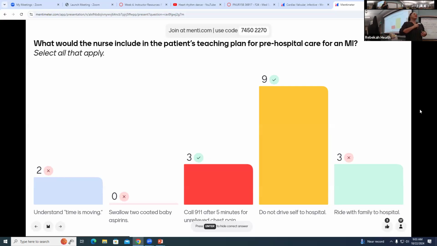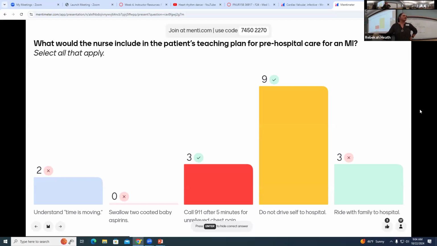Absolutely, right? If it's not getting relieved, typically at home, I know I said there's every 3 minutes or every 5 minutes. In the hospital, if you're the nurse, you'll probably give it 3 times. You're still going to be notifying your provider as well. Swallow 2 coated baby aspirins.